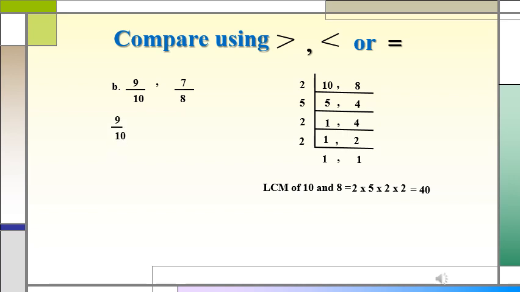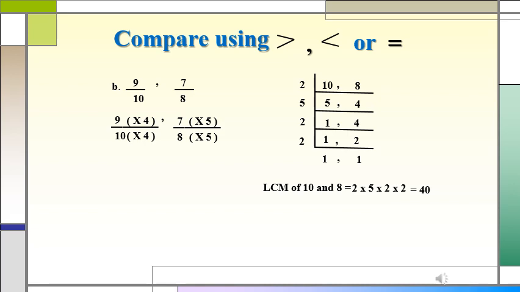The fraction 9 by 10. 10 can be converted into 40 if we multiply the numerator and denominator by 4. We will get a fraction with denominator 40. Similarly, the fraction 7 by 8. 8 multiplied by 5 is equal to 40. So we will multiply the numerator and denominator by 5 to get the denominator as 40.